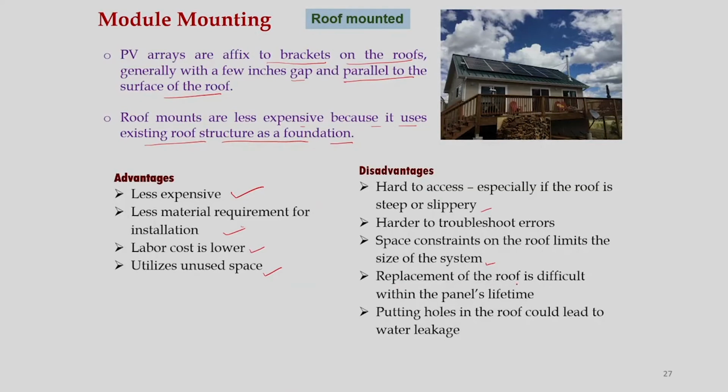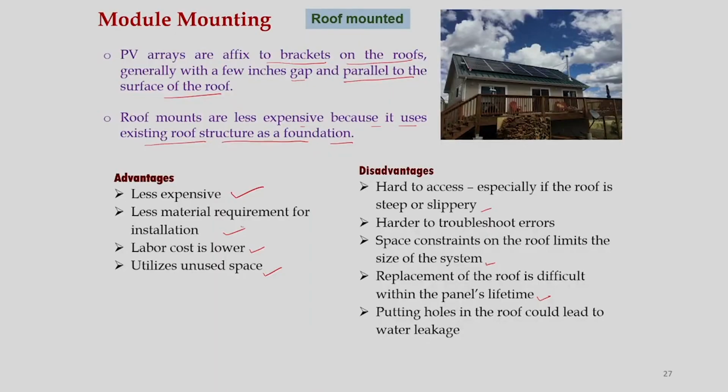So, that limits the system, and replacement of the roof is difficult within the panel's lifetime. Once it is removed, then what happens? There might be many operational difficulties. There might be holes, and when rain falls water may go in. So, there are many problems. Putting holes in the roof could lead to water leakage. These are different problems associated with this kind of roof mounted grid connected system.